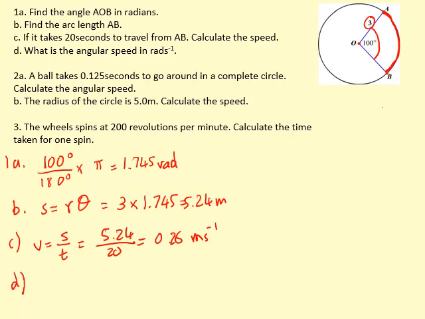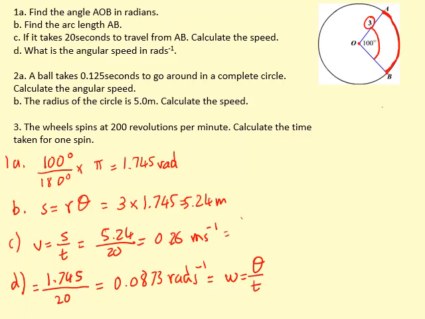D, the angular speed in radians per second. How many radians is he covering per second? Well, he's covering 1.745 radians in 20 seconds. So that gives us 0.0873 radians per second. The formula we've used here is angular speed equals theta over time. Here we've just done r theta, which is arc length, divided by time.